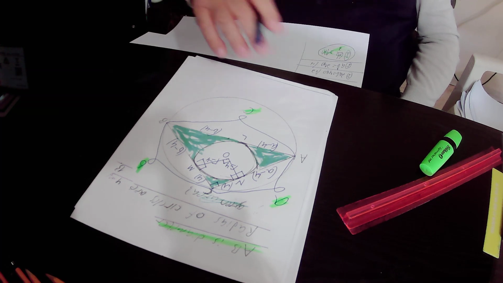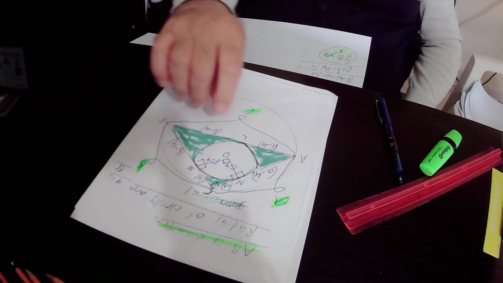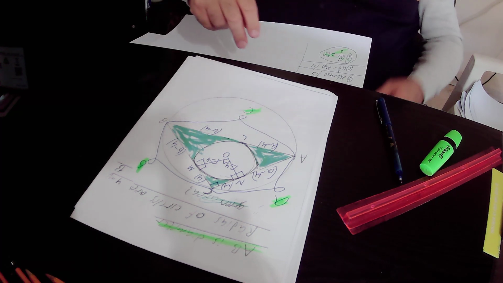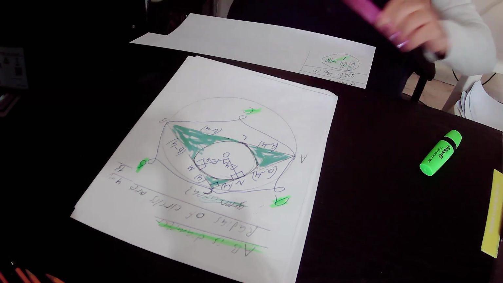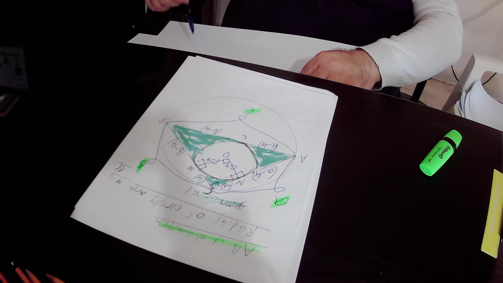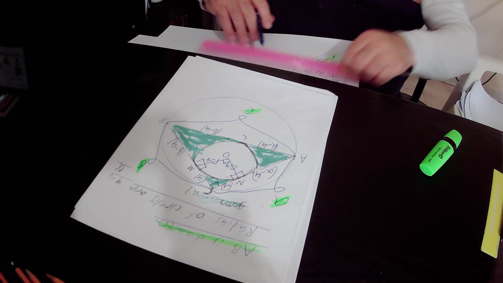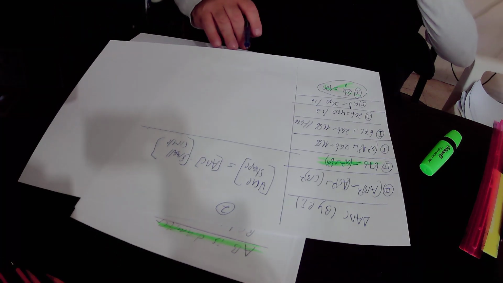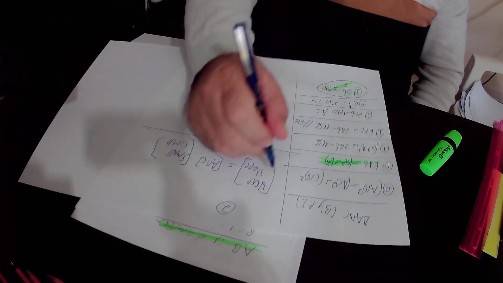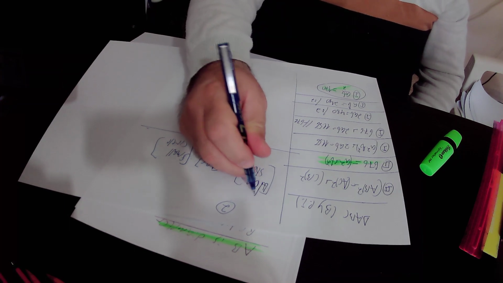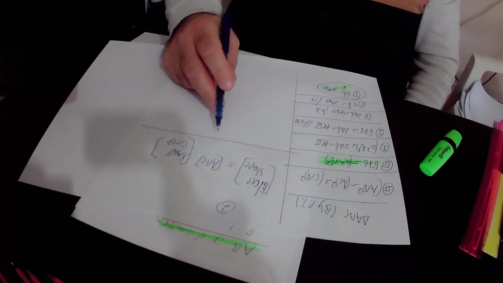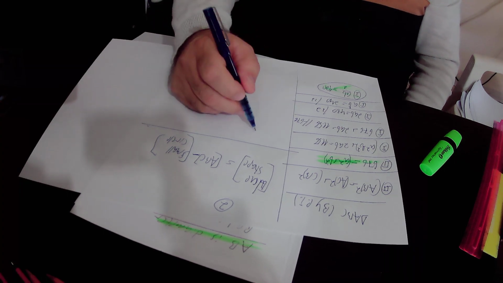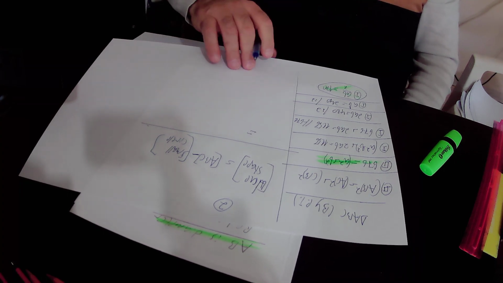I repeat again, the area of triangle ABC minus the area of the small circle equals exactly the area of the blue shape. I repeat again, the area of the blue shape equals the area of triangle ABC minus the area of the small shape.